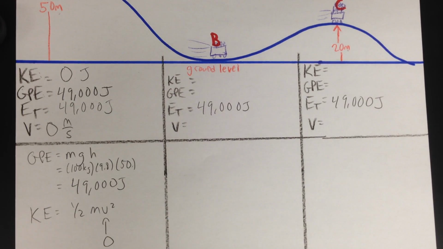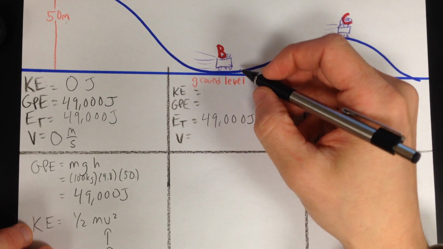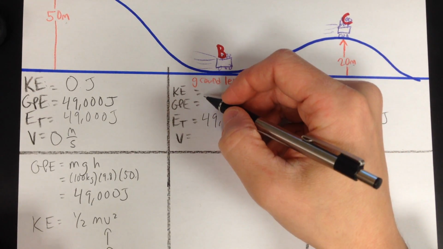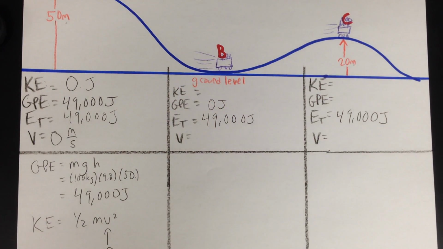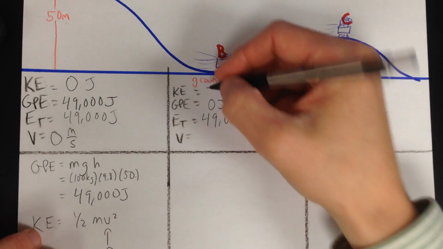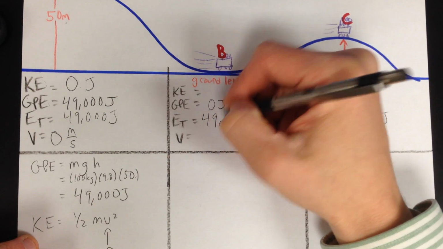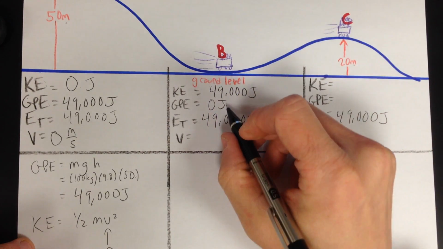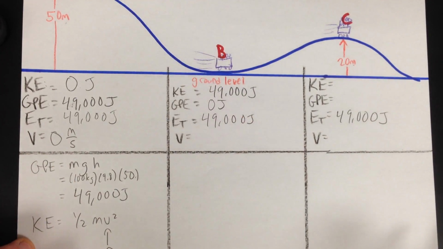Great. So let's continue with letter B and start filling out letter B. We know at letter B we're at ground level, so there's no height. What does that mean? That means we have plenty of kinetic energy there, but no gravitational potential energy because we're at ground level. So therefore, all of its energy is kinetic. How do we get the total of 49,000? Well, it's 49,000 plus 0 again, but this time the 49,000 isn't GPE, it's KE down here at ground level.